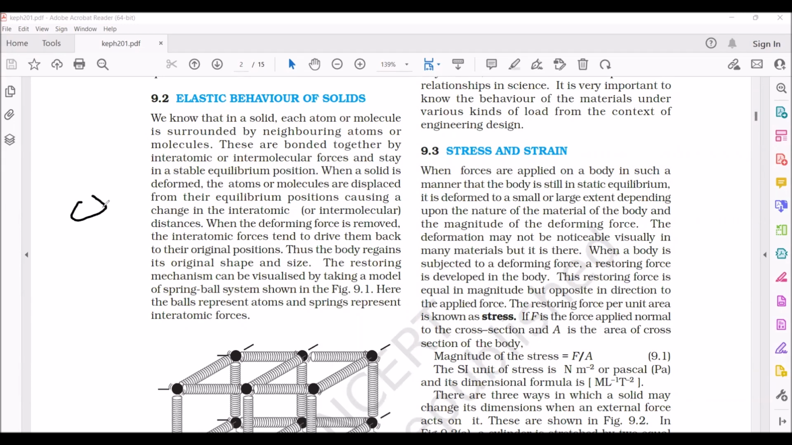The atoms are residing together because of the interatomic forces, and the molecules are residing together because of the intermolecular forces. If we apply a force, that force is making a deformation in the body. In that case, the atoms are moving from their position, so the interatomic distance is changing. When we remove the external force, these interatomic forces make the atoms regain their original positions. This is how, in reality, at the microscopic level, the interatomic forces act in order to regain the original position of a spring.